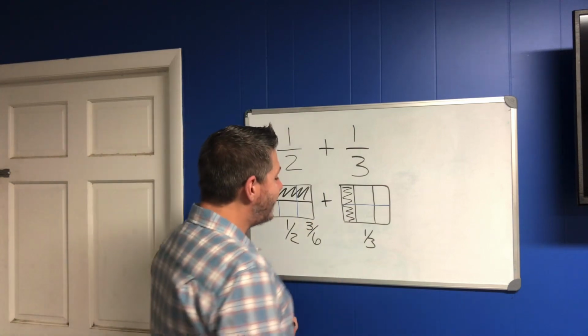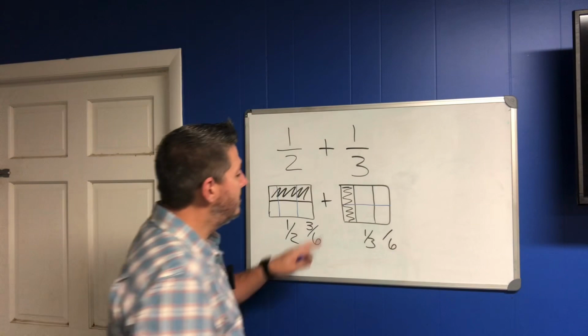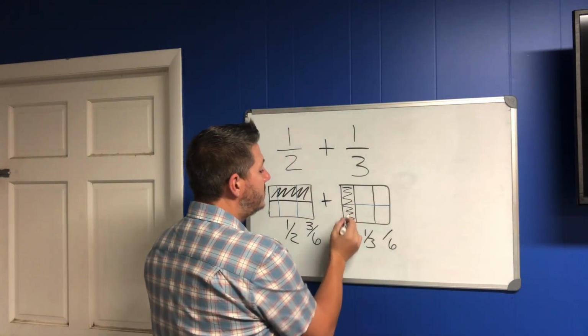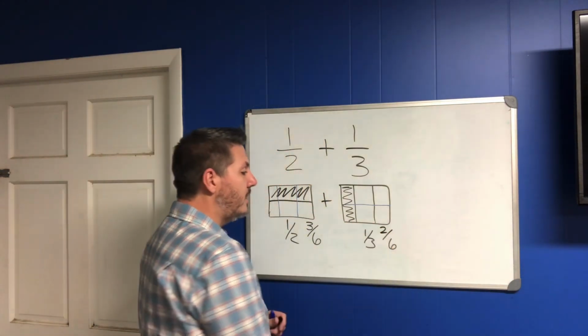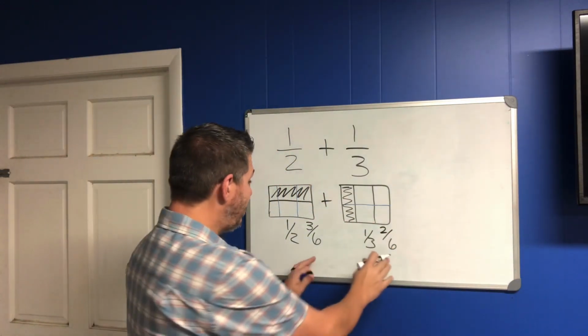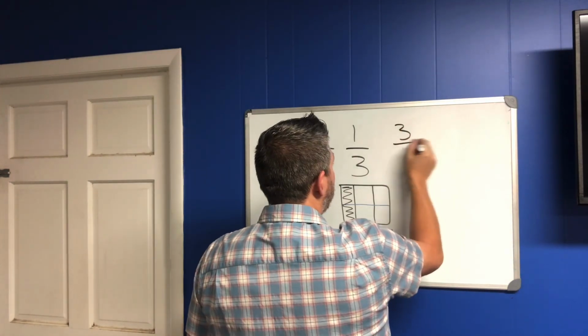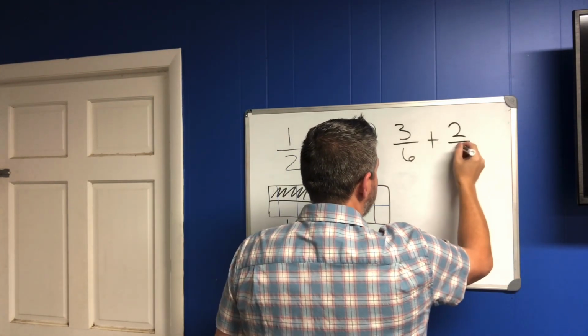So now I'm going to go to this side. I know my bottom number, my denominator, is 6. I'm going to count the areas that are shaded. 1, 2. So I'm going to write that in there. So now my new numerator is 2. So I'm going to take these 2 fractions and write them over here. 3/6 plus 2/6.